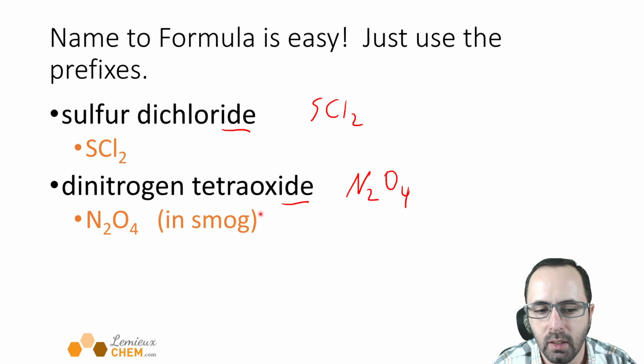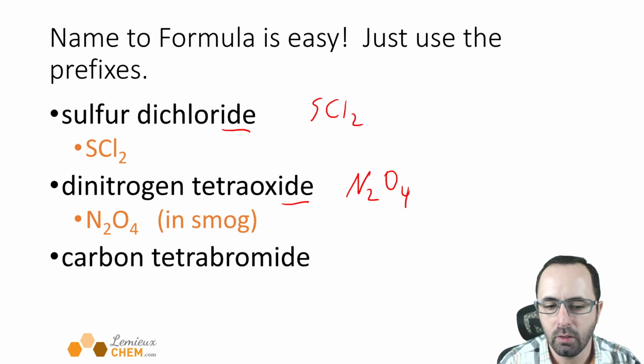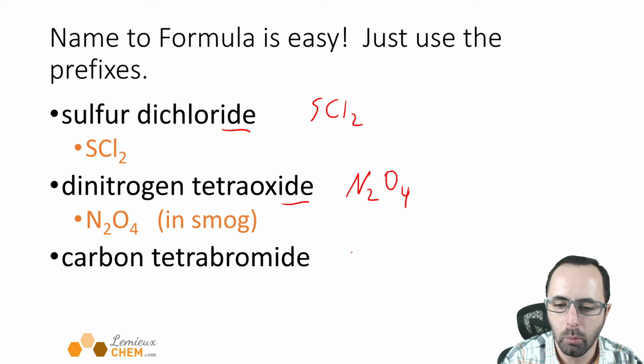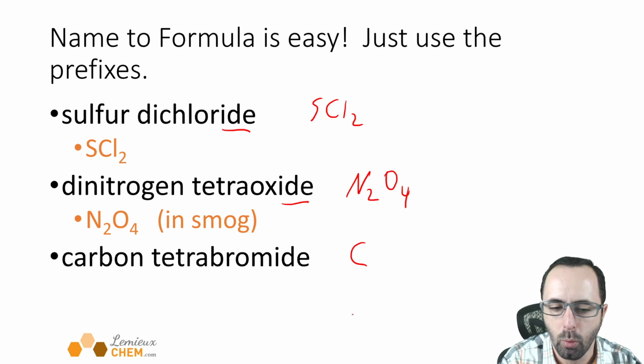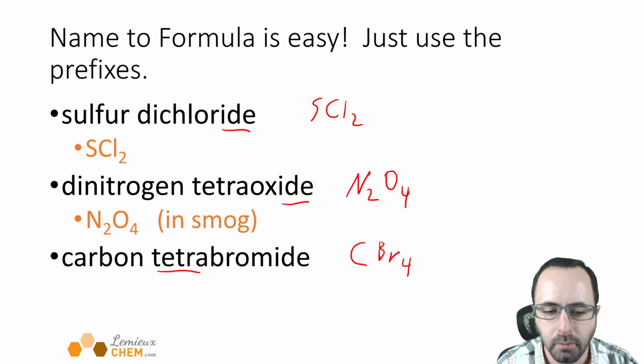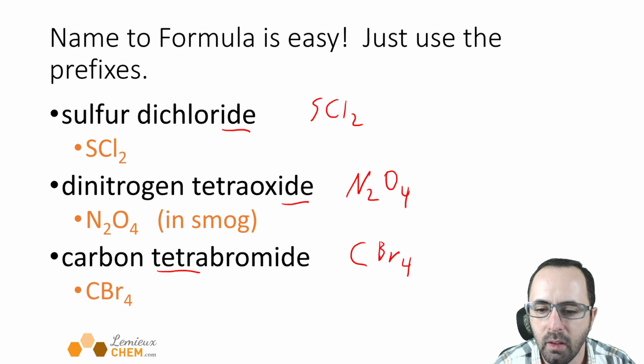This is actually a component of smog. Carbon tetrabromide. So remember, if there's no mono at the beginning, that means 1. So we have 1 carbon. And then bromide is indicating bromine. And we have 4 of them. That's what the tetra means here. CBr4. So if you're given the name and asked for the formula, that's how you do it.